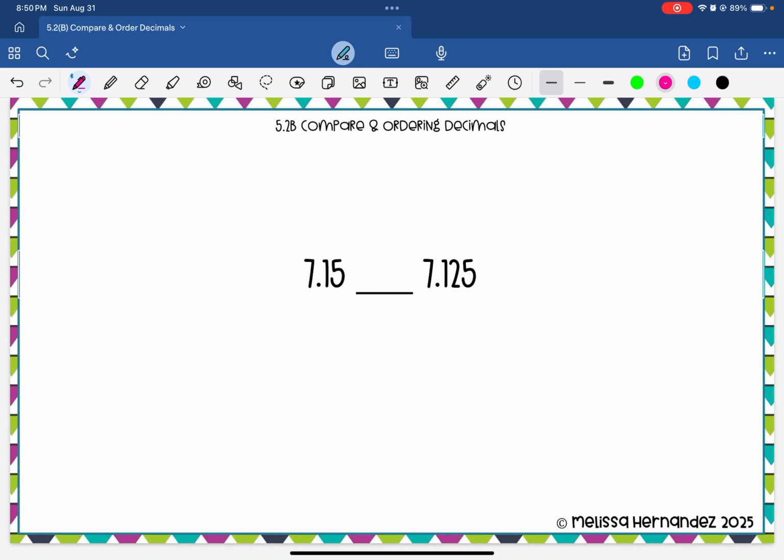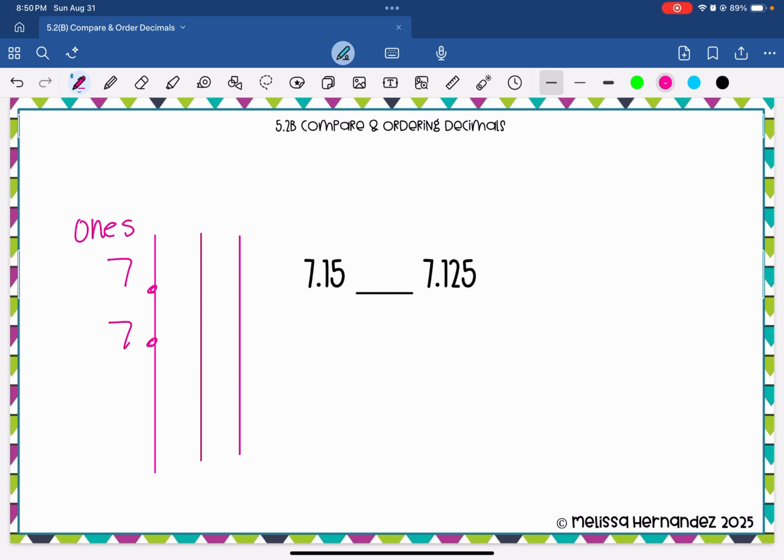Hey, welcome back guys. Today's video will focus on comparing decimals and then ordering decimals from least to greatest. We're going to use a place value chart to compare both of these decimals. So I'm only going to include the ones because there's nothing greater than the ones. They're both 7. And then followed by that would be our tenths place, hundredths place, thousandths place.